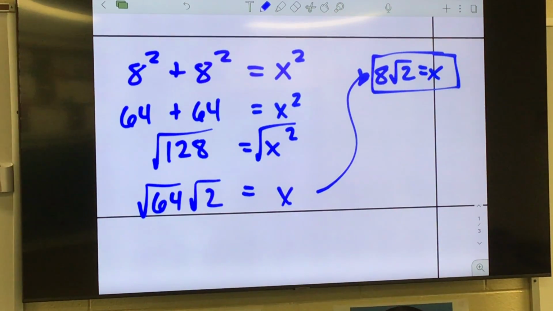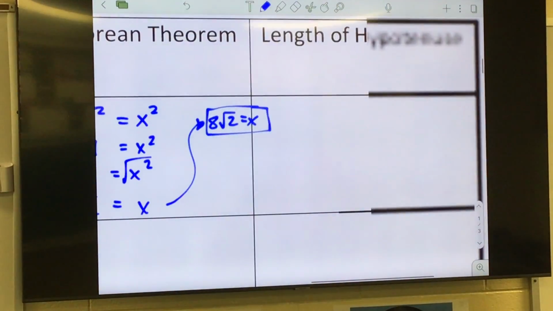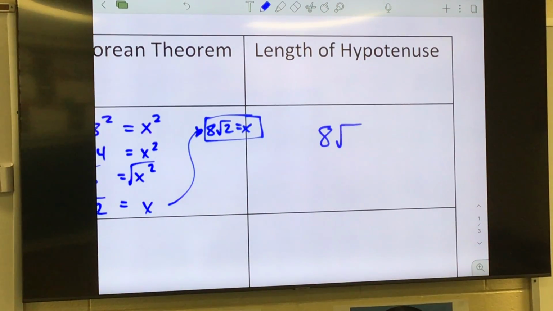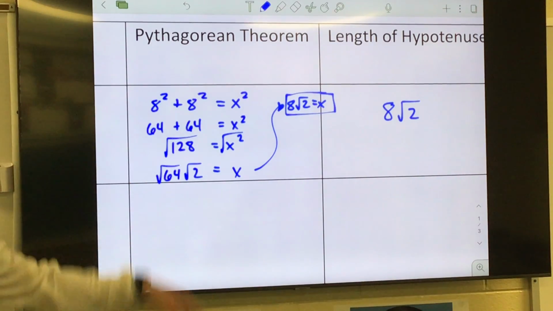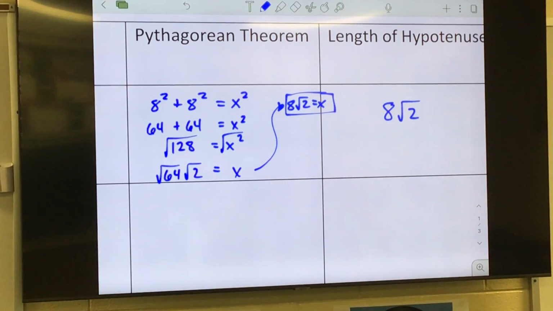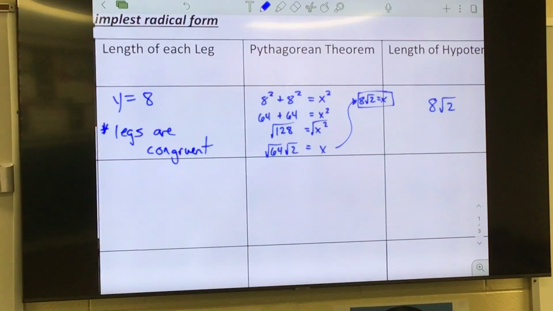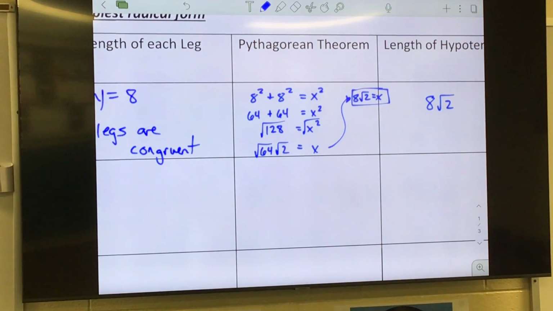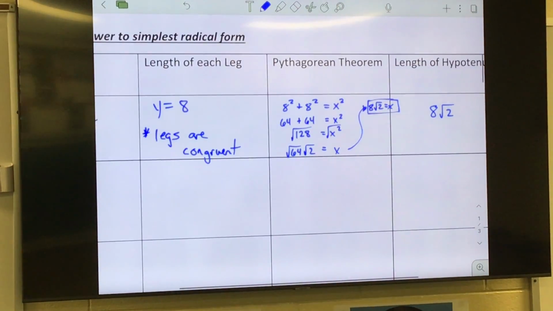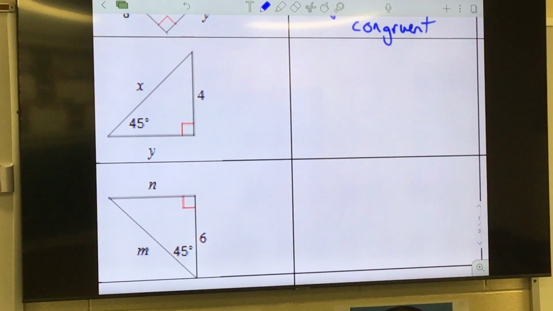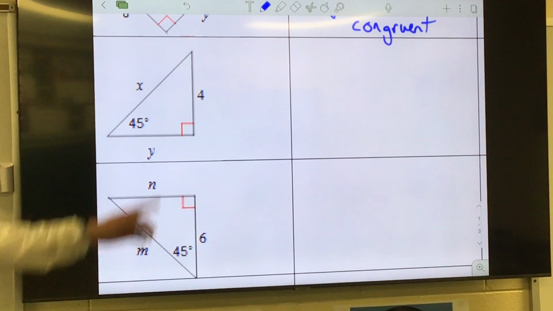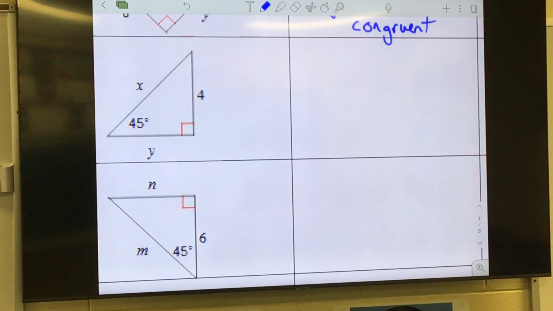Kind of working backwards, all right? So what was the length of the hypotenuse? Right there, it's 8 radical 2. So that's the answer. That's it. Yeah, because we did Pythagorean theorem to find the hypotenuse. Of course. Okay, how about the length of each leg in the next one? 4, right? One leg is 4, other leg is 4.